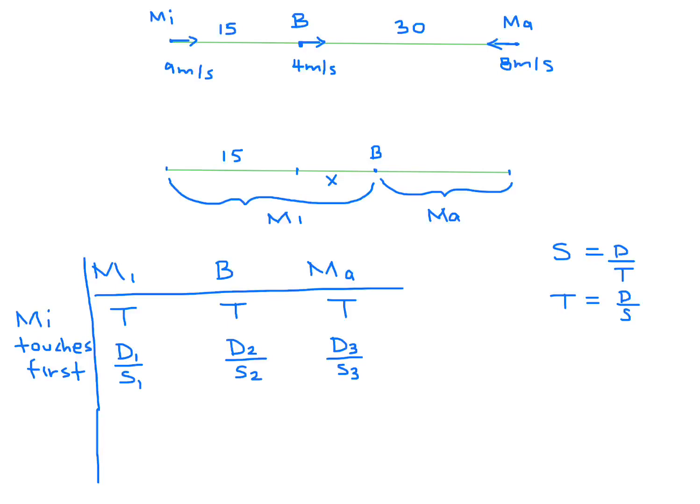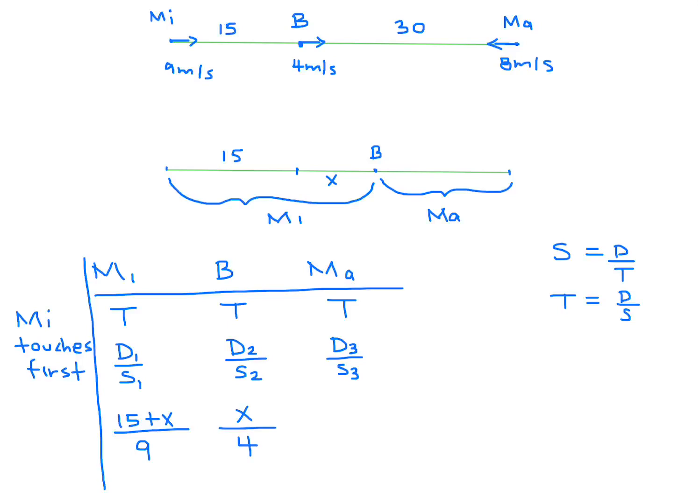All right. So for Michael, what's the distance? If he touches first, if he gets all the way to the ball, well, his distance will be 15 plus x, correct? So 15 plus x. What's his speed? They tell you the speed is 9 meters per second. All right. Now the ball is going from there to there. So the ball travels x. And the speed of the ball is 4 meters per second.